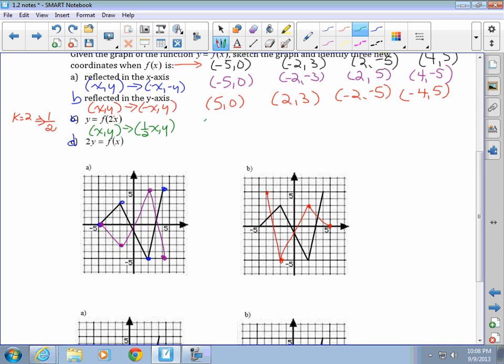So negative 5, 0 becomes negative 5 over 2, 0. Negative 2, 3 becomes negative 1, 3. So I'm just dividing by 2. 2, negative 5 becomes 1, negative 5. And 4, 5 becomes 2, 5.